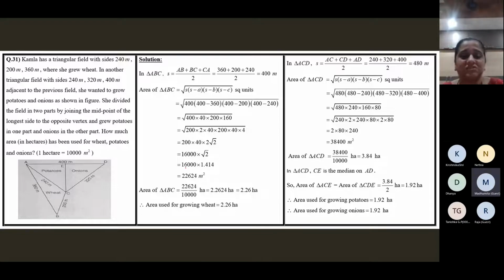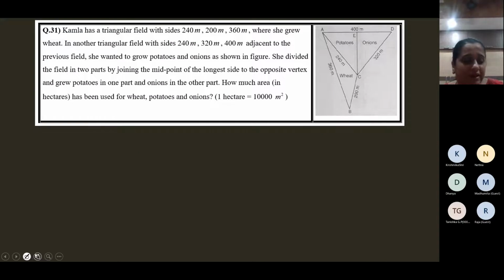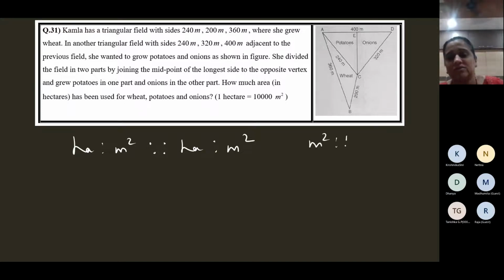So 16,000 into 1.414 is 22,624 meters square. Now, how do you convert? Supposing you don't know if you should multiply or divide, supposing we have a doubt in the exam, we are tense and we multiply instead of dividing. So you can always use this, children. See here, hectare is to meter square as hectare is to meter square. You might think it's tedious, but just understand so that you don't go wrong. You can also write meter square is to hectares as meter square is to hectares.